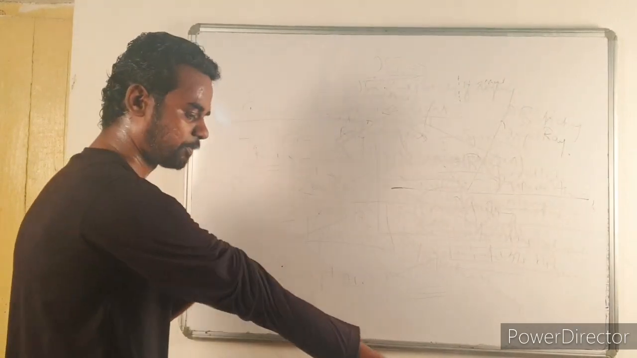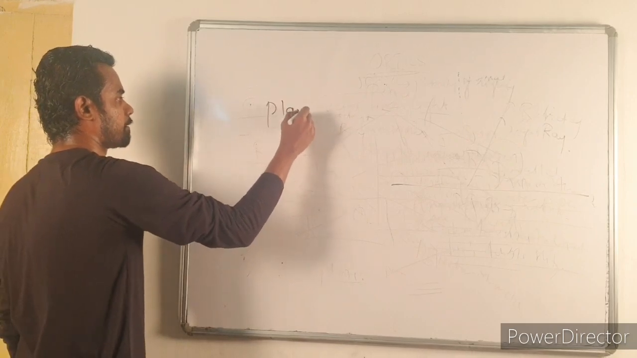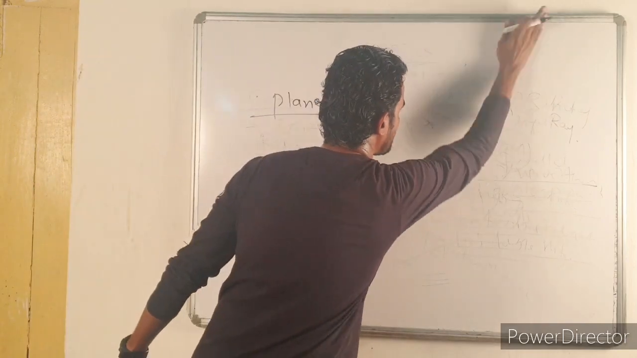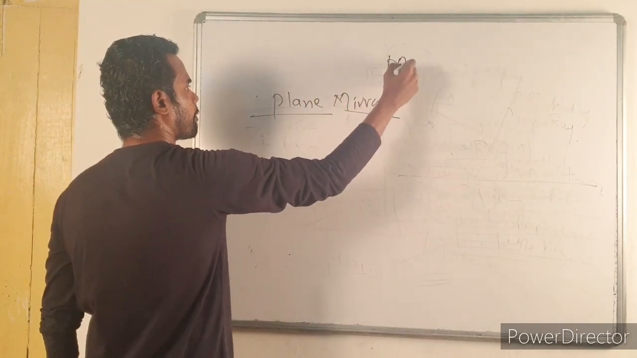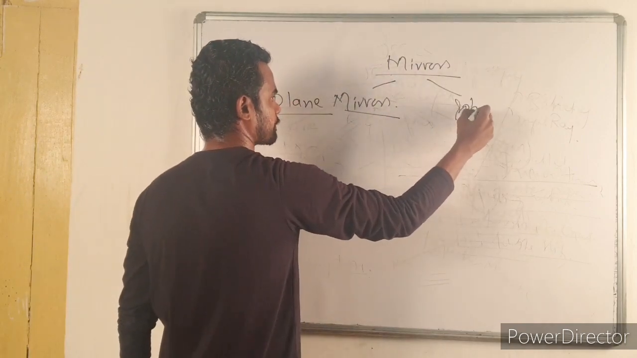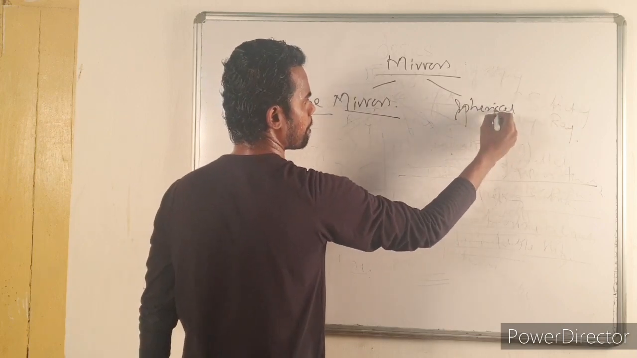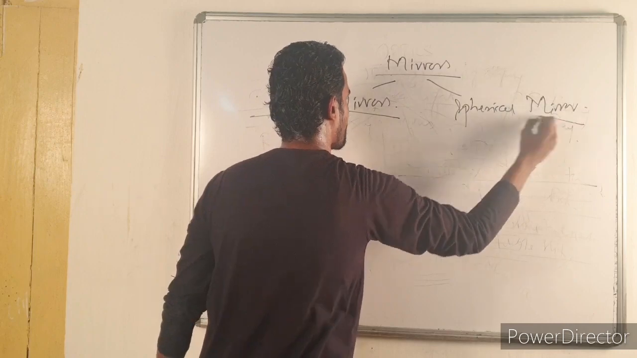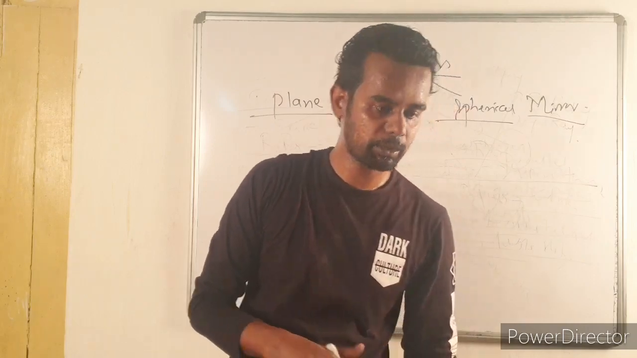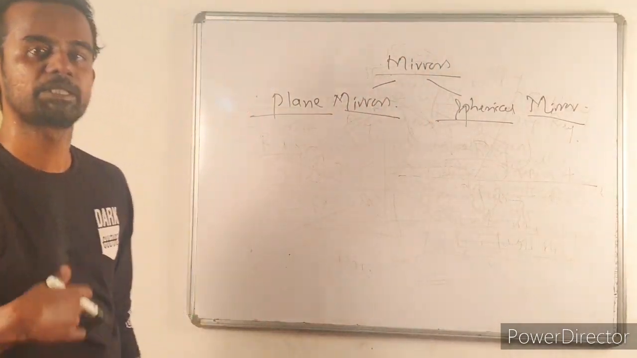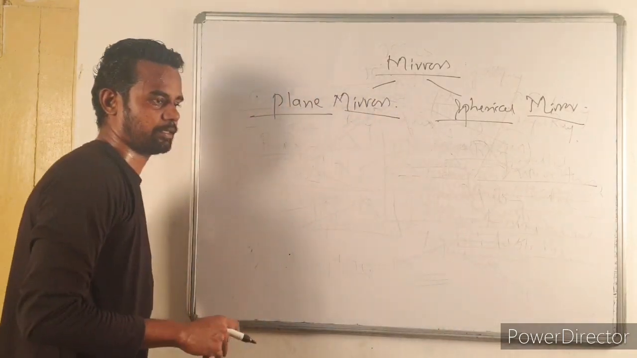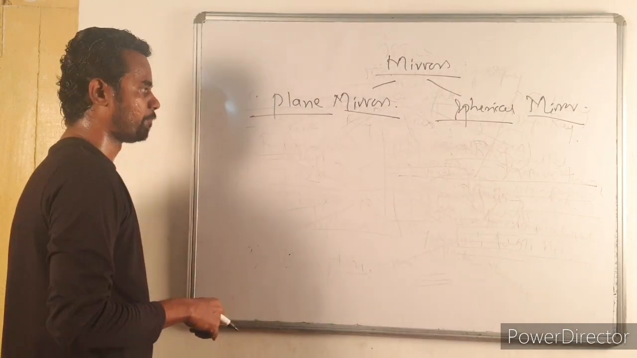Now, if we are talking about reflection, we should talk about mirrors. Now, mirrors are again of two types: plane mirrors and spherical mirrors. Now, plane mirrors, we all know. The mirrors which are used in day-to-day use, like seeing yourself. The image formed by a plane mirror is the main concept here.